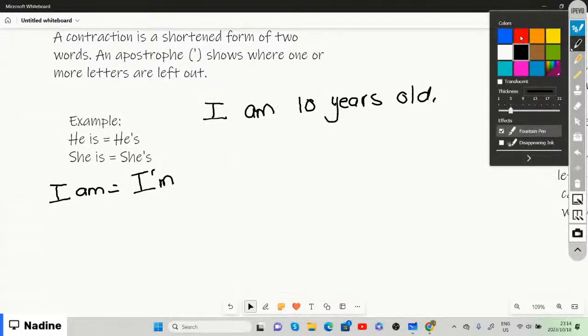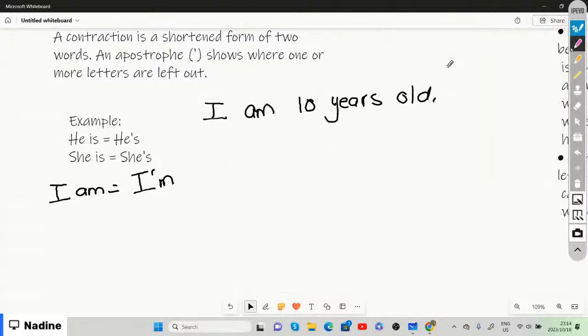But now they say a contraction is a shortened form of two words, right? And it is shortening these two words. Then we need to show the apostrophe where one or more letters are left out. We're going to leave out the A, so instead of saying I am, we say I'm. We leave out the A, and we just put the apostrophe and the M for I'm 10 years old.